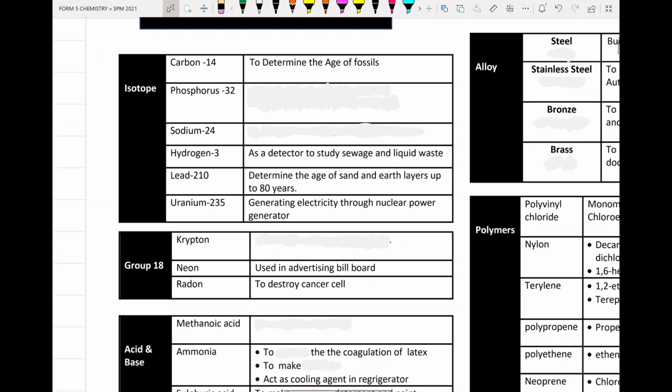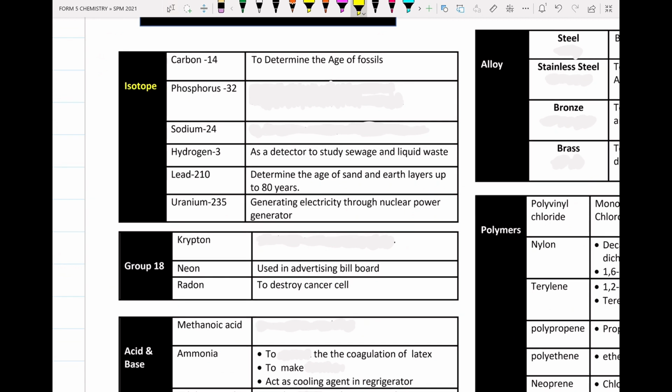Alright, so number one, I'll start with isotope. Isotopes are atoms of the same element which show the same proton number but different nucleon number, or the same number of protons but different number of neutrons. So we have a few isotopes and their uses that students must remember. Number one, carbon 14 to determine the age of fossil. This is very important for SPM.